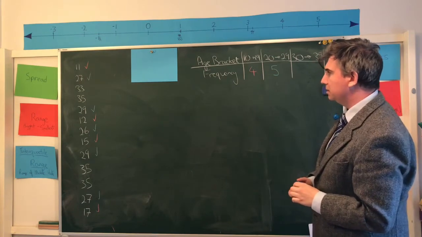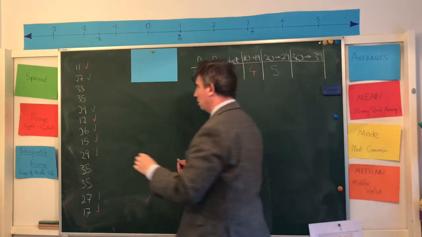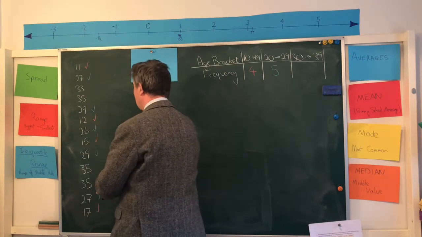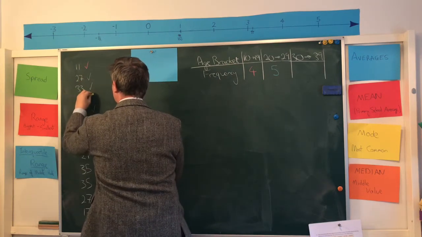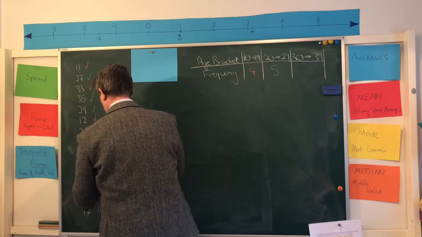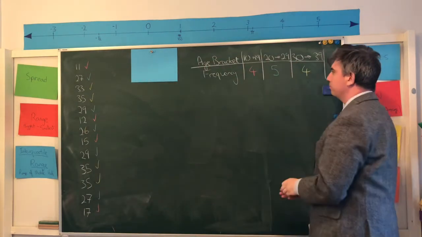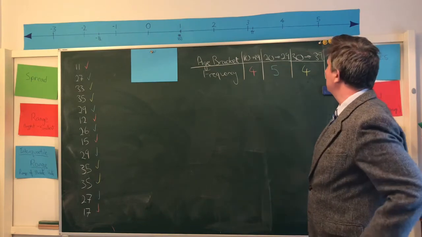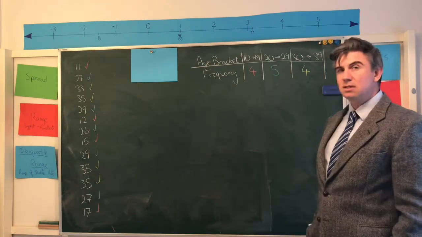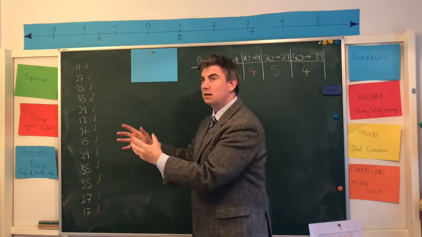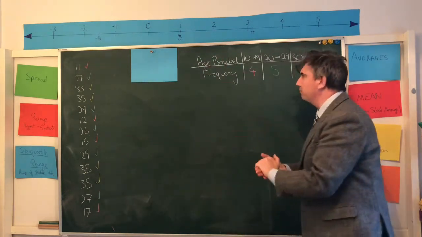And then the 30s, how many do we have in their 30s? Well, we have 1, 2, 3, 4. Just 4 people in their 30s. All right. Okay, so that's how we kind of compress all this data here into a more manageable table form.